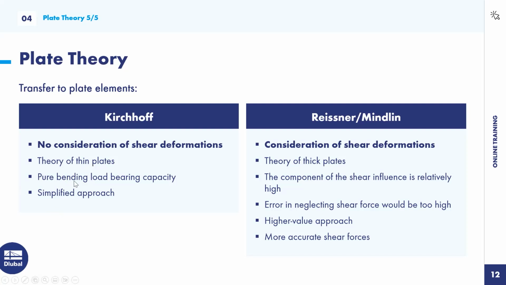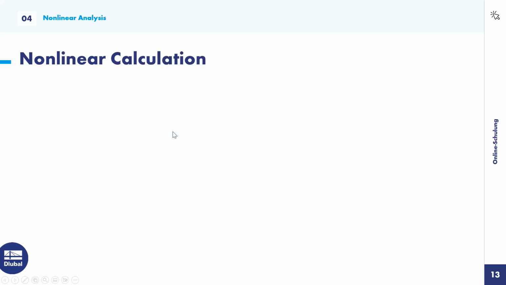Also, we have this pure bending load bearing capacity, which means that compared to the Bernoulli beam, we have deformation only from the bending and not from the shear force. It's just a simplified approach. With that being said, RFEM is not using the simplified approach. It enables it, but it's not using it.